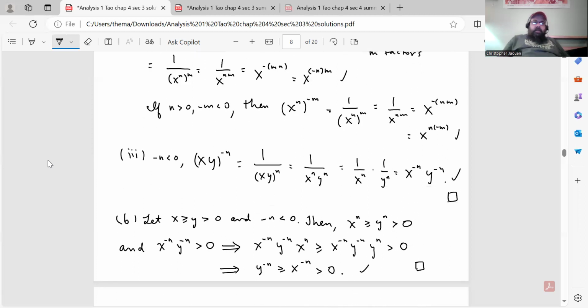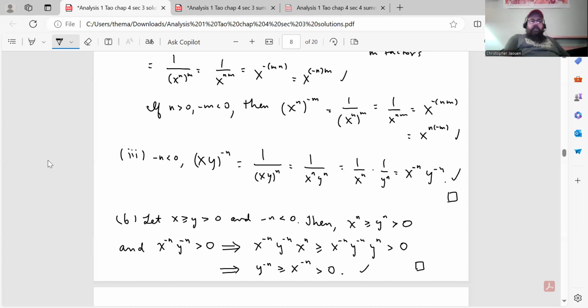Okay, and if n is positive and m is the negative one, then x to the n to the minus m is 1 over x to the n to the m, which is 1 over x to the nm by the previous proposition, which is equal to x to the negative of nm, which is x to the n times negative m, and that proves that property.